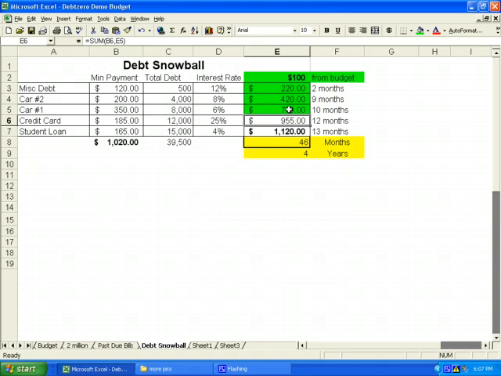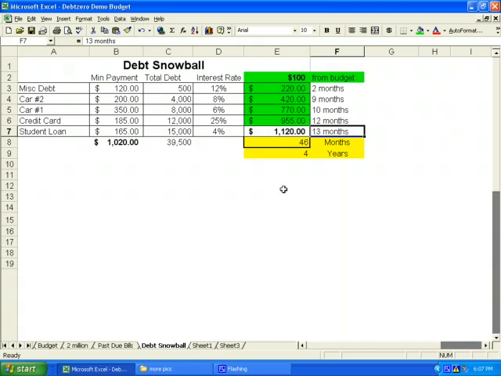Next, we add the $770 to our $185 credit card monthly payment, and that gives us $955 to pound down our credit card debt. That means in 12 months, we'll have our $12,000 credit card debt paid in full. Then finally, we add that $955 to $165 on our student loan, and we are now paying over $1,000 a month down on our debt. $1,120. That will pay off your $15,000 student loan in 13 months.